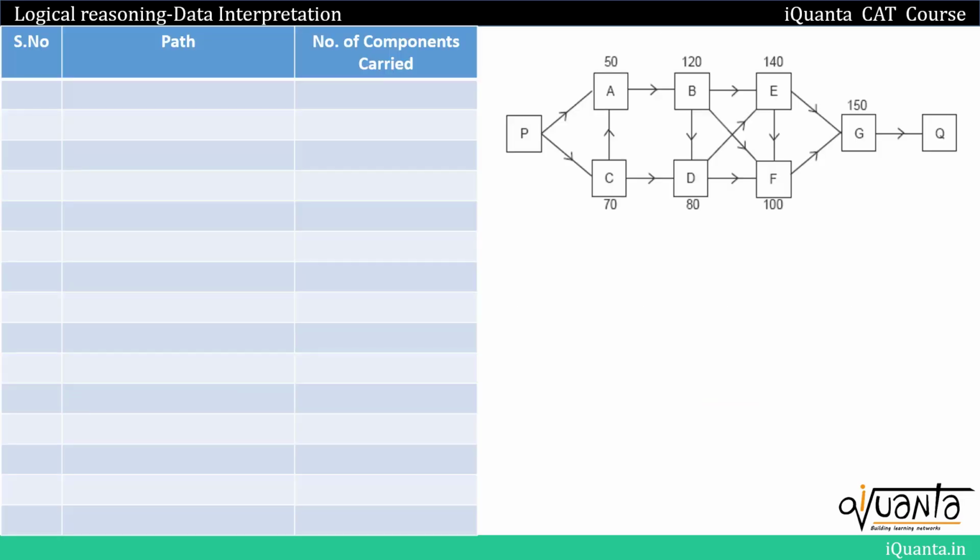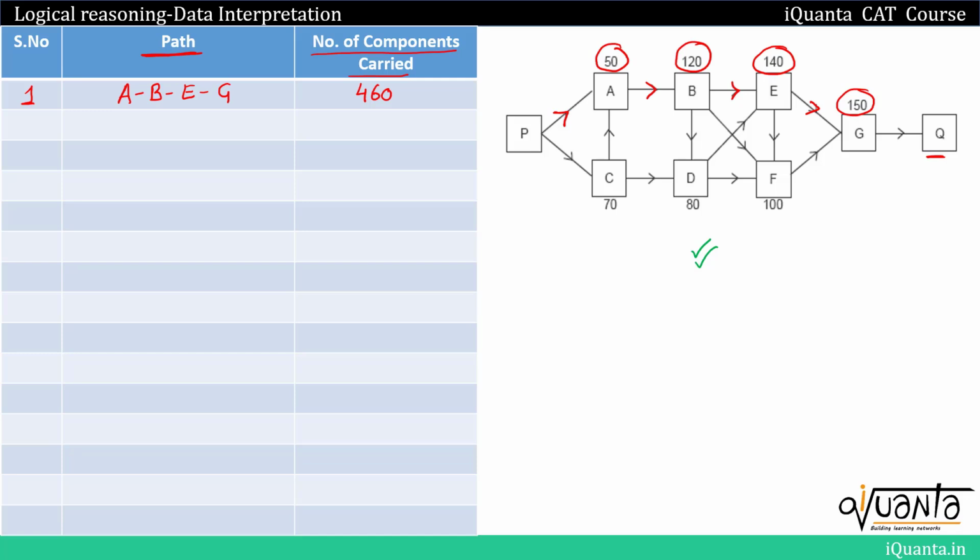So this is the diagram that was given to us. We will be taking care of all the paths and the number of components carried along a particular path. So if we look into the first case here, then we can go through this particular path A, B, E, G to reach Q. So let me write the path over here, A, B, E, G. Now let us try to add the number of components at each location. 50 plus 120, 170, 170 plus 140, 310, 310 plus 150, 460. So this comes out as 460.